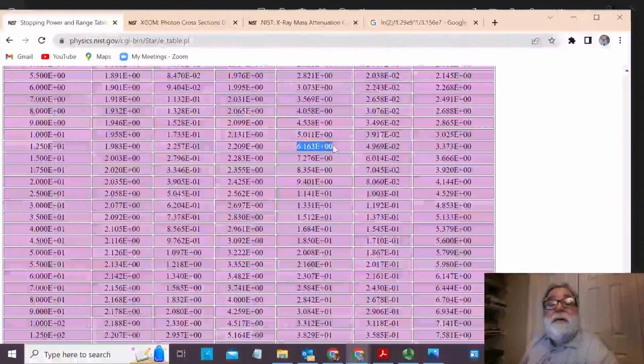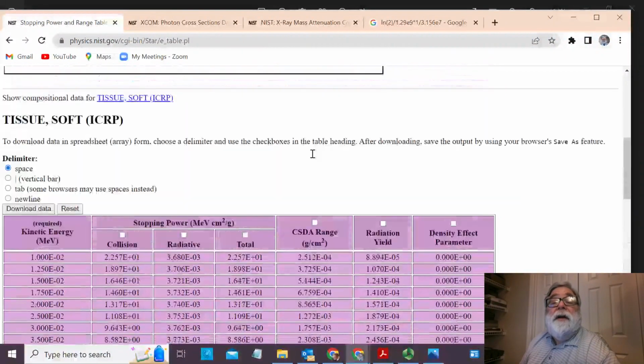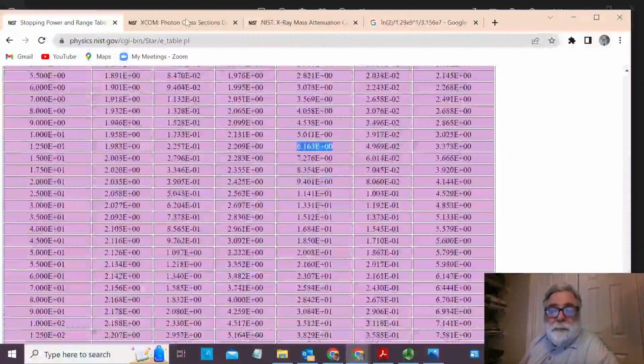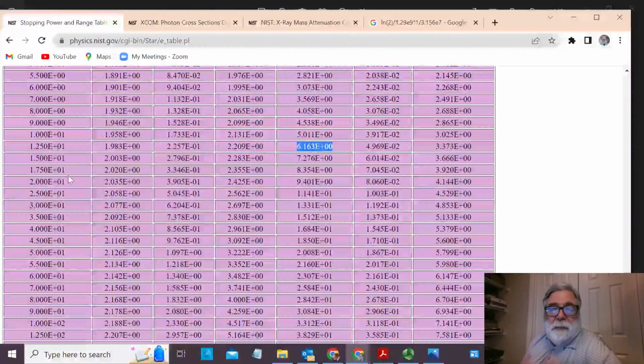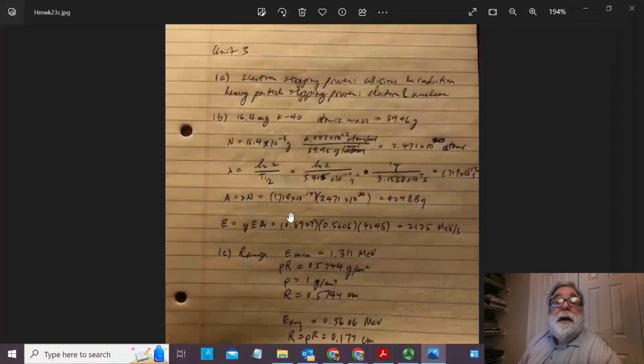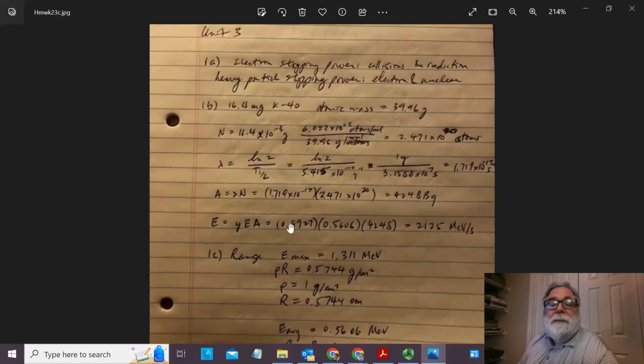Well, it's 6.163. This is square centimeters per gram, right? Now, soft tissue, I went in and looked up what it says the density is, and it's 1. So it's 6.163 square centimeters per gram, divided by 1 gram per cubic centimeter, is 6.163 centimeters. So that's a lot. Now, most of the beta particles are not at that range or have that high energy.